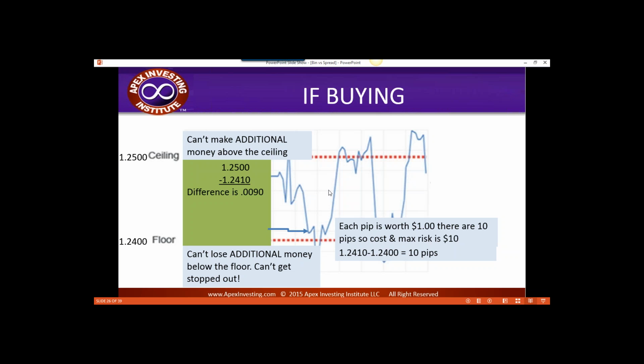But if the market goes up, I can make money all the way up to 2,500. So the ceiling is 2,500. I bought at 24.10. The difference is 90. Each pip is worth $1. I've got 90 potential pips or $90 profit potential in this spread.